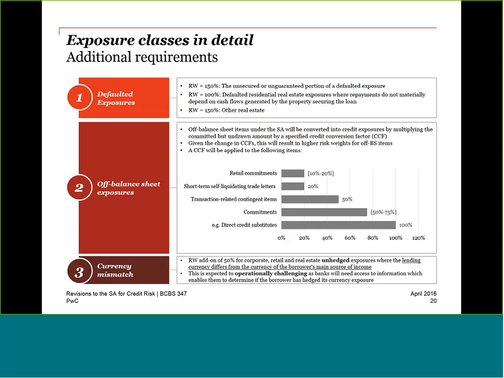In addition, this 10 to 20% bucket for unconditionally cancelable is not permitted for non-retail exposures, so it's only limited now to retail exposures. I think secondly, banks will need to apply an additional add-on where the lending currency differs from the currency of the borrower's main source of income. Clearly, this raises potentially significant operational challenges for banks in terms of how they actually ascertain whether a borrower is hedged or not on its underlying position. So it'll be interesting to see whether that proposal remains in the final set of requirements.